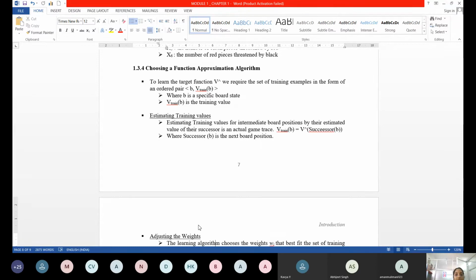But if I'm in between, how am I going to get V train of B? How am I going to fix the value of that board? The value of that board state is dependent on its successor value, the successor board. What is my next board state? So here, consider V train of B as my present value. I am standing over a board state, my pawn is there, and the value of it is dependent on its successor.